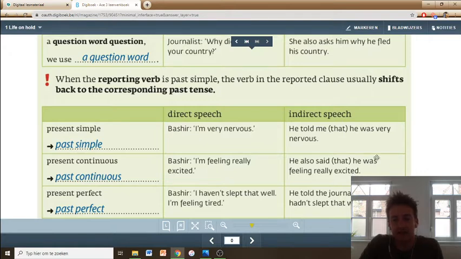To be in its past form plus ing form, that's the past continuous. Present perfect then. I haven't slept that well. Present perfect is have plus past participle, and this becomes he told the journalist that he hadn't slept that well, the past form of the auxiliary verb have, plus again the past participle slept.